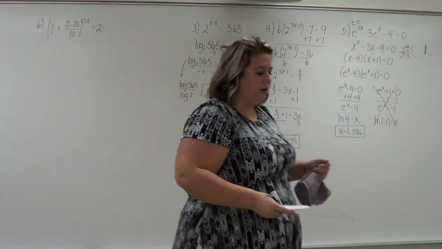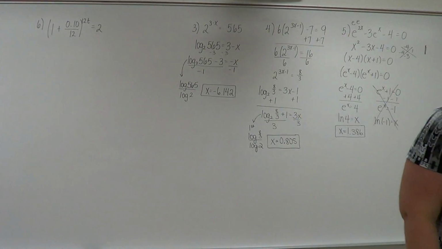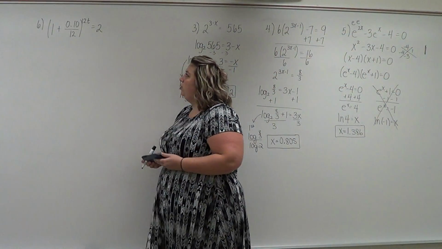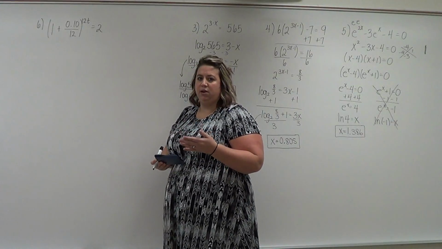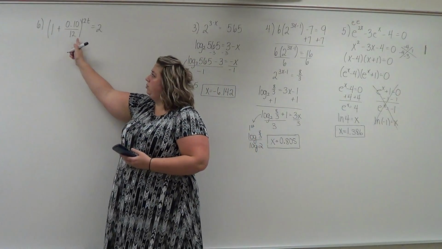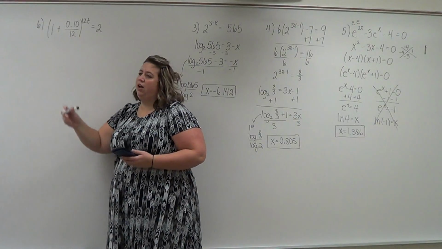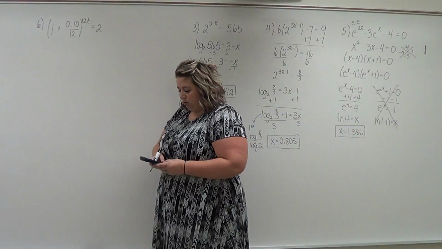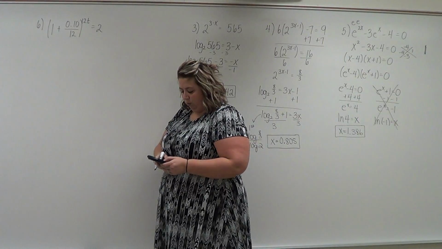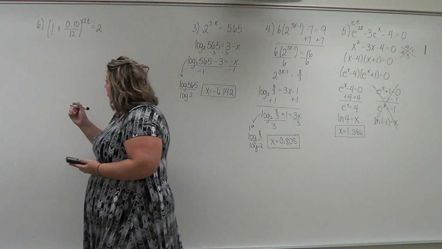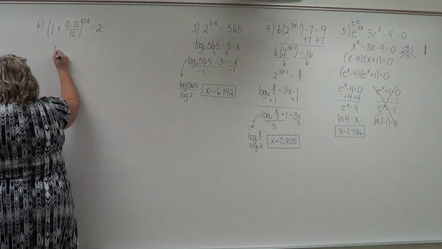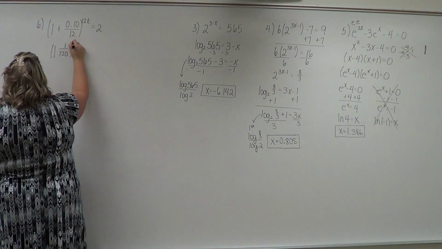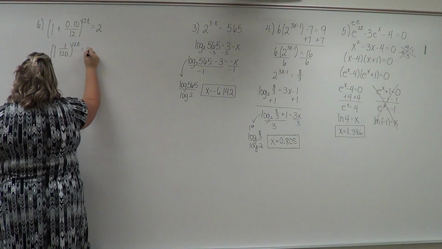Okay, we're going to do one more exponential. You have something similar to this on your homework. I know it looks complicated, but don't make it more complicated than it is. Literally, the variable's out here, so simplify what's in there. I would do 0.10 divided by 12, then add 1. So this is 1 and 1 over 120 to the 12t equals 2.